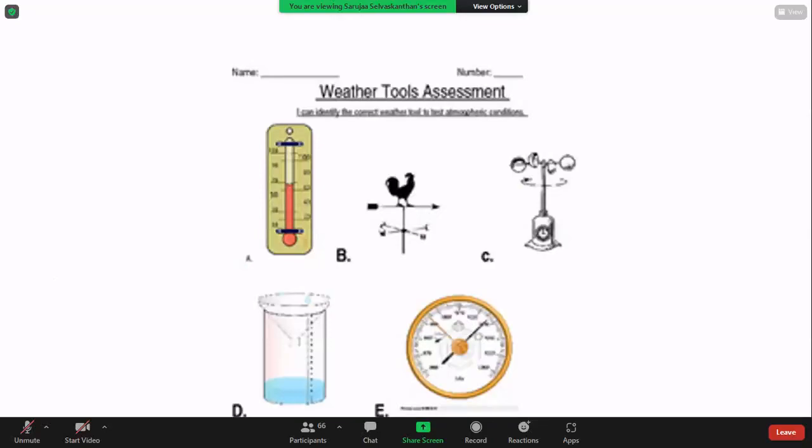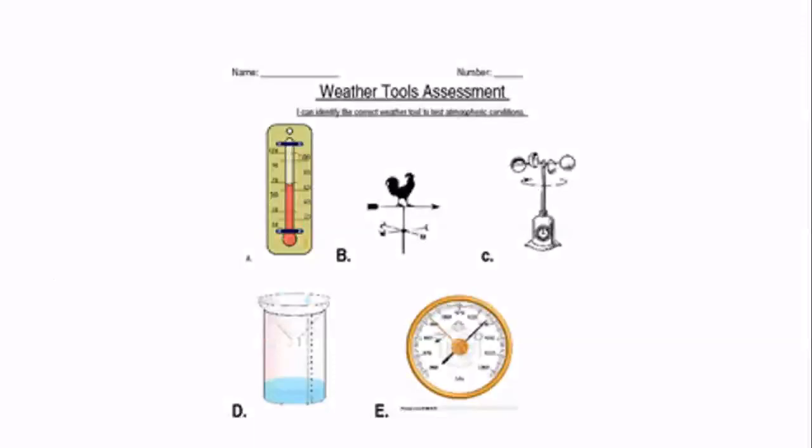Okay, then 88. Yes, ma'am. D: rain gauge. Yeah, correct. Good. Then 54. E: barometer. Good, good. I'm happy that you are answering.